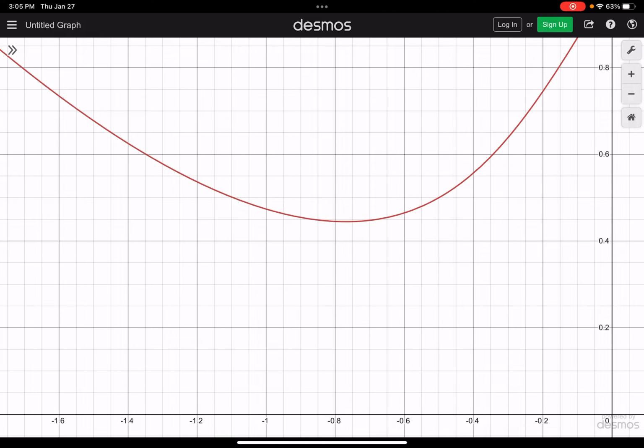The slope of the tangent line is at about negative 0.8-ish, maybe a little more, maybe a little less. That should give you the horizontal tangent line. So our answer needs to be somewhere close to negative 0.8. That's what we're after. That's what we're trying to find.